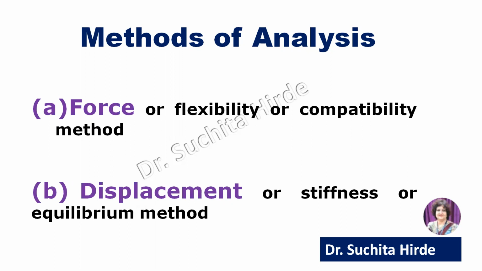Force method is also called the flexibility method or compatibility method. And displacement method is also called the stiffness method or equilibrium method. So these are the main two categories of the methods in structural analysis. These are the two basic methods for analysis of indeterminate structures, depending on how equations of equilibrium, load displacement, and compatibility conditions are satisfied. So let us see the meaning of each one step by step.